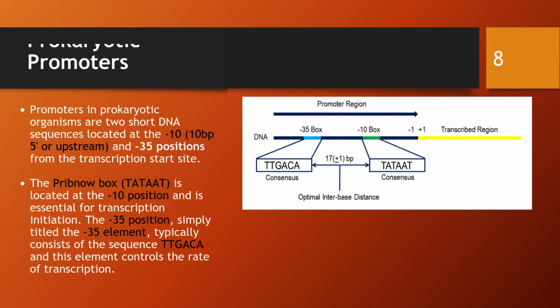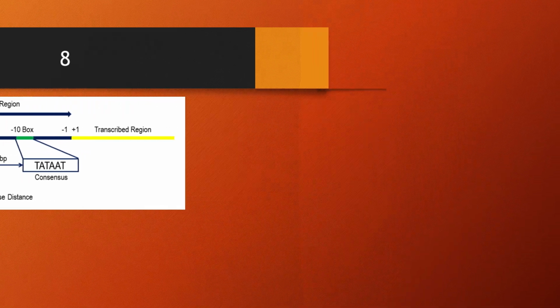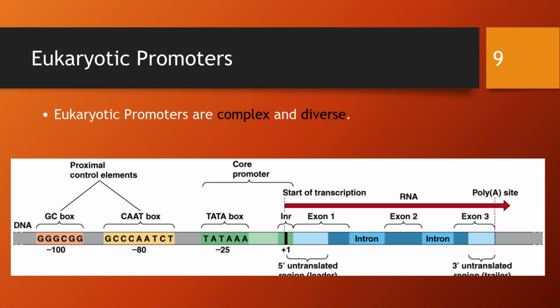Now, let's look at the structure of a typical prokaryotic promoter. They have two key conserved sequences. About 35 base pairs upstream from the start site, we have the -35 box with a consensus sequence often like TTGACA. About 10 base pairs upstream, we have the -10 box, also known as the Pribnow box, with a consensus sequence of TATA. These boxes are separated by an optimal distance of about 17 base pairs. The -10 box is particularly important for the initial melting of DNA, while the -35 box helps control how often transcription is initiated.